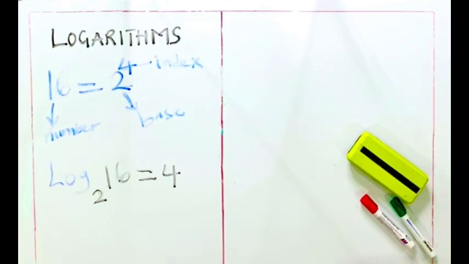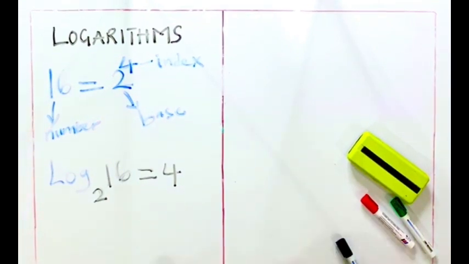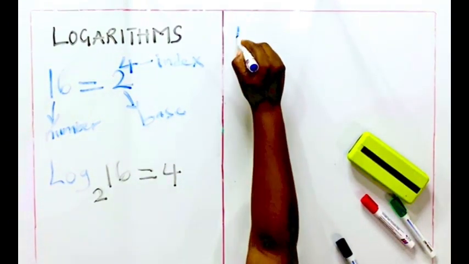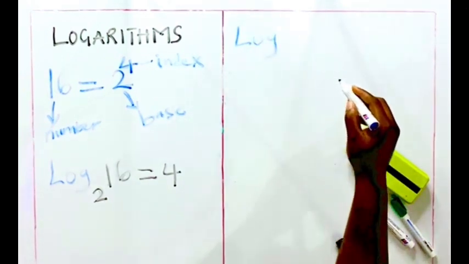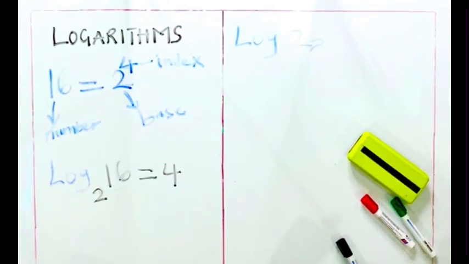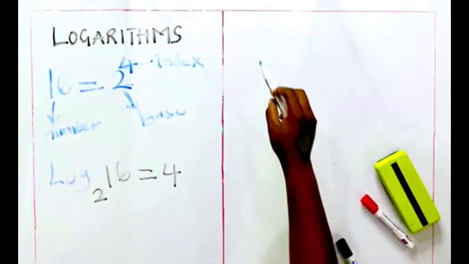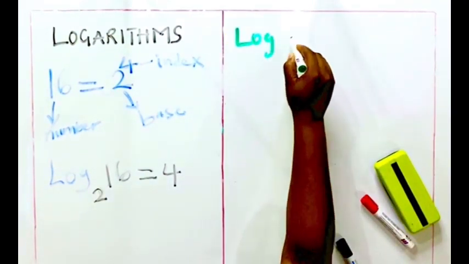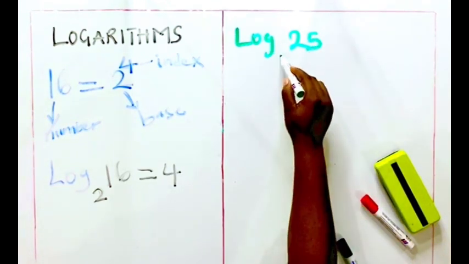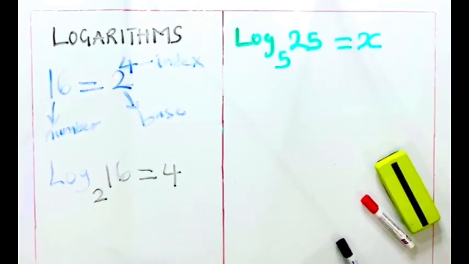Let's do a quick example regarding what I've just explained. If you are asked to find x, if log 25 base 5 equals x, find x.